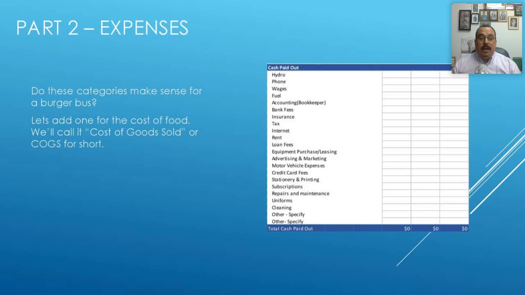So looking at these, do they make sense for a burger bus? And I see a lot of things that make sense. I see hydro, phone, wages, fuel, accounting, bank fees, insurance, tax, internet, rent, loan fees, etc. But what I don't see in here is the cost of goods sold, or COGS for short, because we are selling something. That something has to come from somewhere, and that somewhere costs money. So in the example of poutines, we got to figure out how much potatoes are worth and how much we're going to spend on potatoes and cheese.